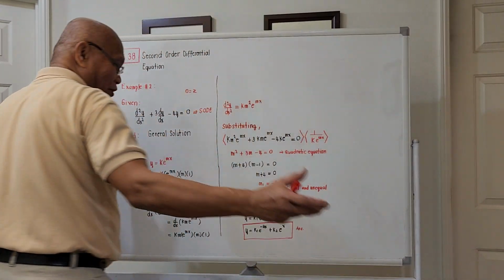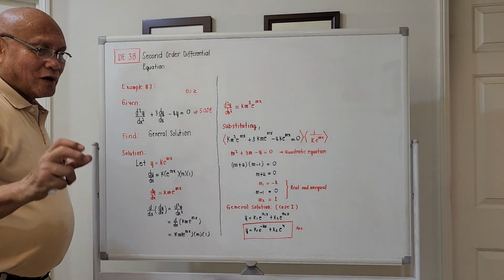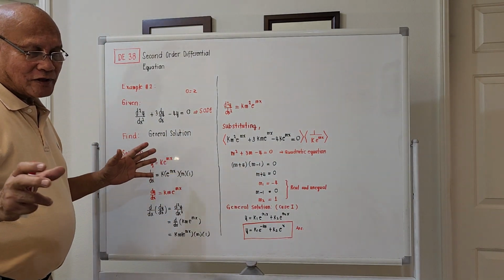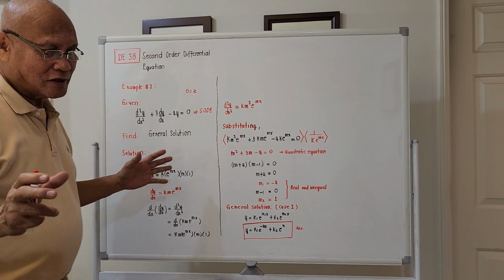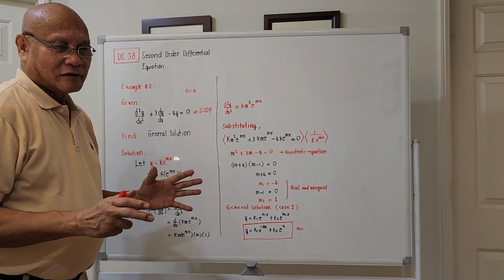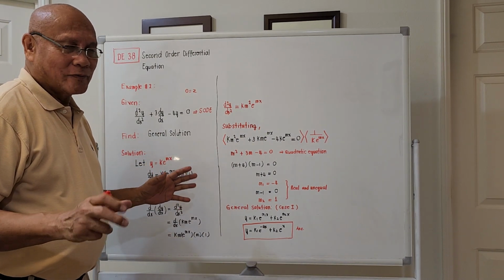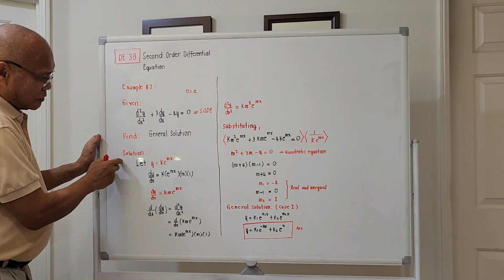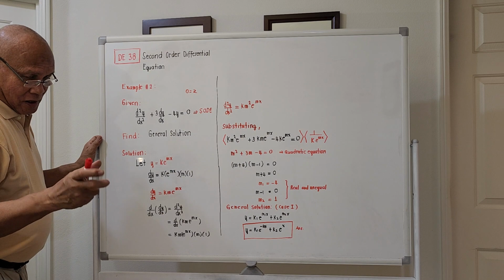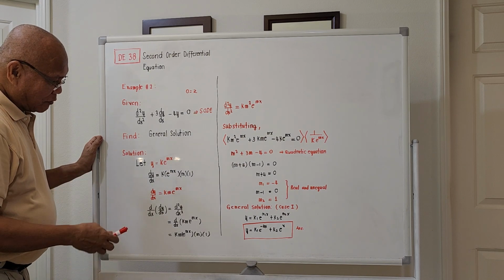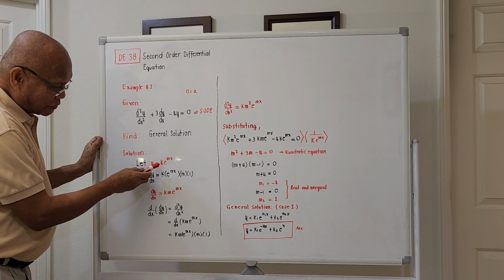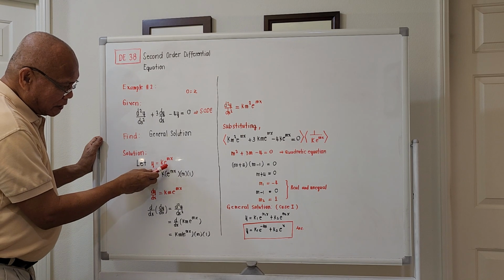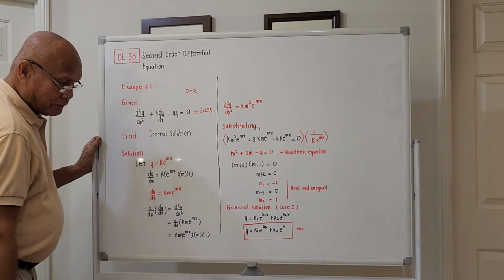Okay, let's proceed with the solution. We'll make the solution as brief as possible and as concise as possible, so there will be no magic. The solution is something like this. We need the representation. Actually, we will let y equal to a certain constant k, e raised to mx.